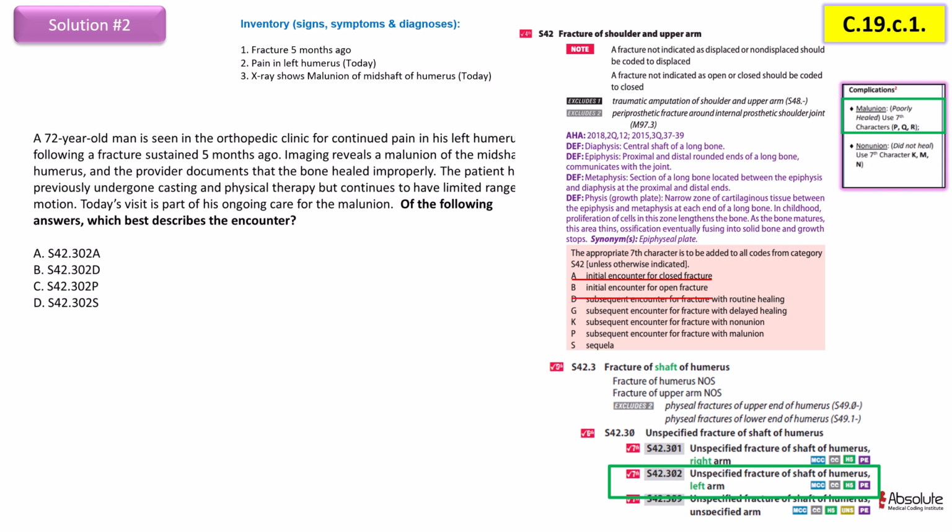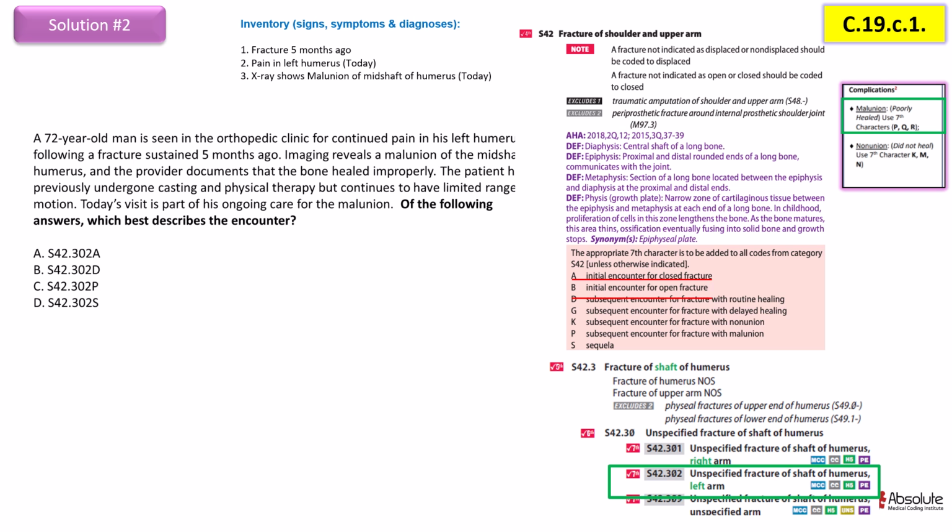We're also going to eliminate D because this is not a subsequent encounter for fracture with routine healing. No, not our case. We have a malunion. In fact, this seventh character extender actually specifies the fracture. So when you see malunion in your documentation, likely you have to use the seventh character extender for that malunion. Okay, hopefully that's an aha for some of you.